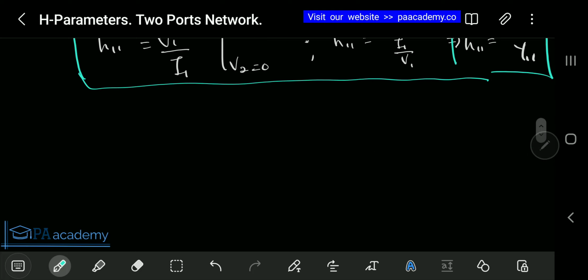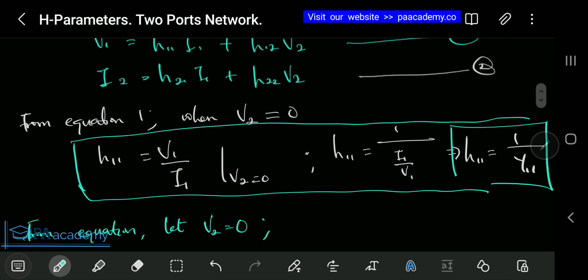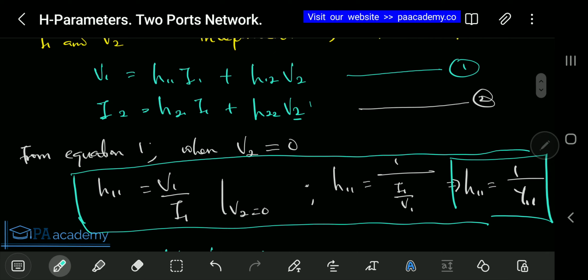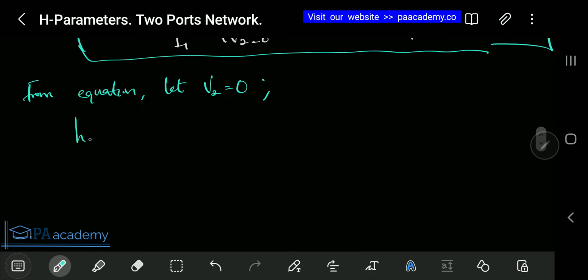Similarly, when v2 is also 0 from equation 2, so let our v2 equals to 0. So when that happens, let's look at it. If we are having this to be 0, that means the entire thing will be 0, and then we can make h21 the subject of the formula, and in doing that, we are going to be having our h21 equals to I2 over I1. Exactly. And this also can be written as I2 over I1.